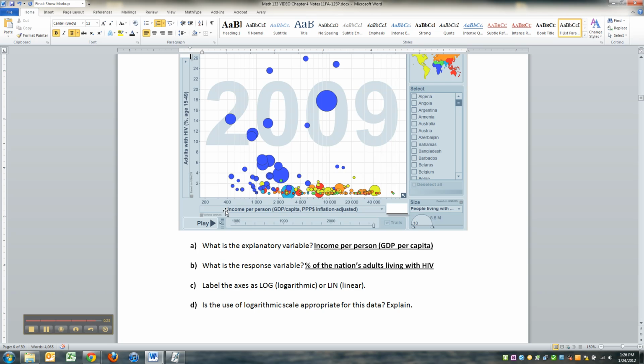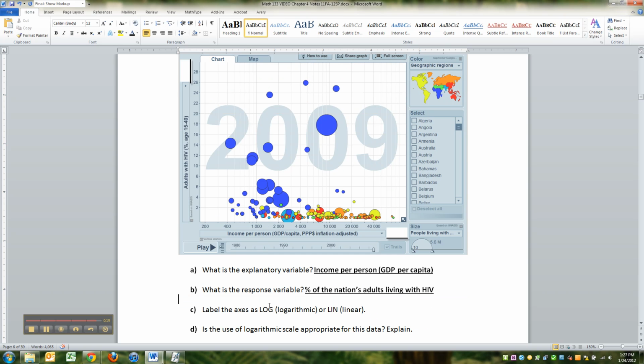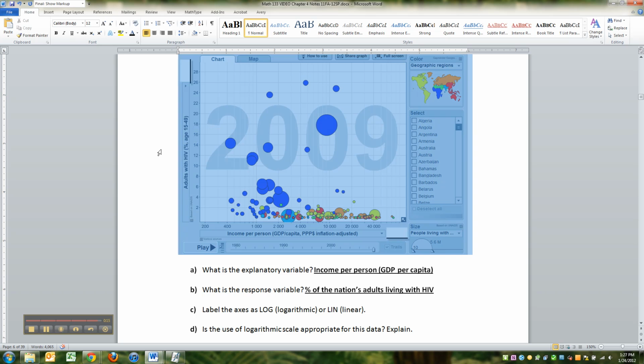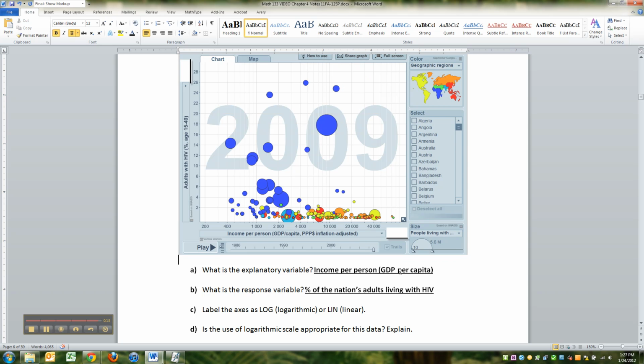There we go. All right, now what about our axes? Are they log or are they linear? Well, look, the vertical 2, 4, 6, 8, 10, 12, 14, that's totally linear. Okay. What about this scale? 1,000, 2,000, 4,000. You're multiplying by 2 there. So that is log.